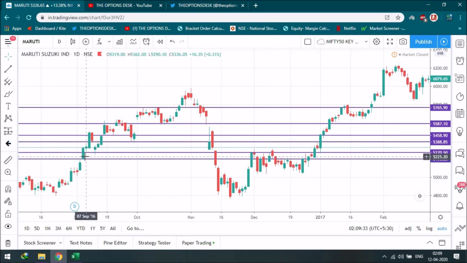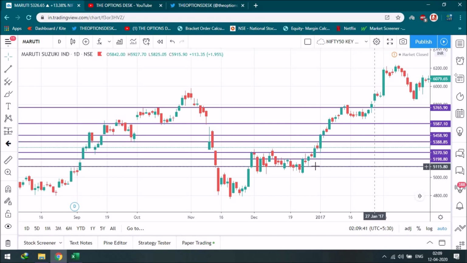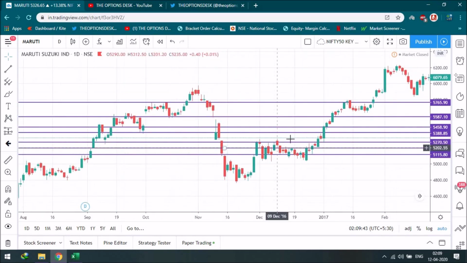Now I will go for the interim support. Let's see, where do I find a support zone? I can find it somewhere here. Do I? Yes. Oh wow. See, I was just focusing on here. I'm telling you the truth, I didn't focus on this point.